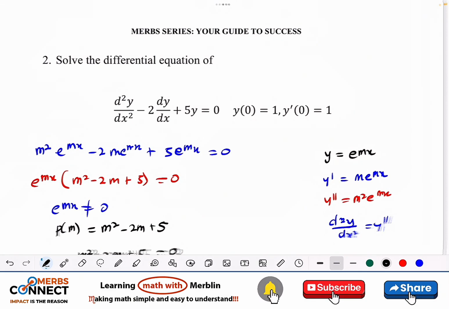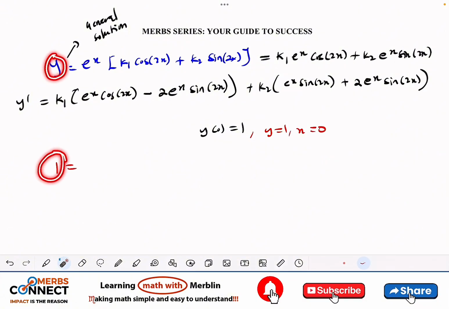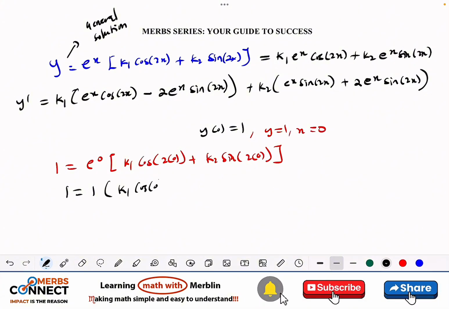So the first initial condition: y of 0 is equal to 1. For y of 0, we need to use the one with y and x. So y is equal to 1, x is equal to 0. So 1 will be equal to e to the power 0, in bracket, k1 cos of 2 times 0 plus k2 sine of 2 times 0. So e to the power 0 is 1, then k1 cos of 0 plus k2 sine of 0.